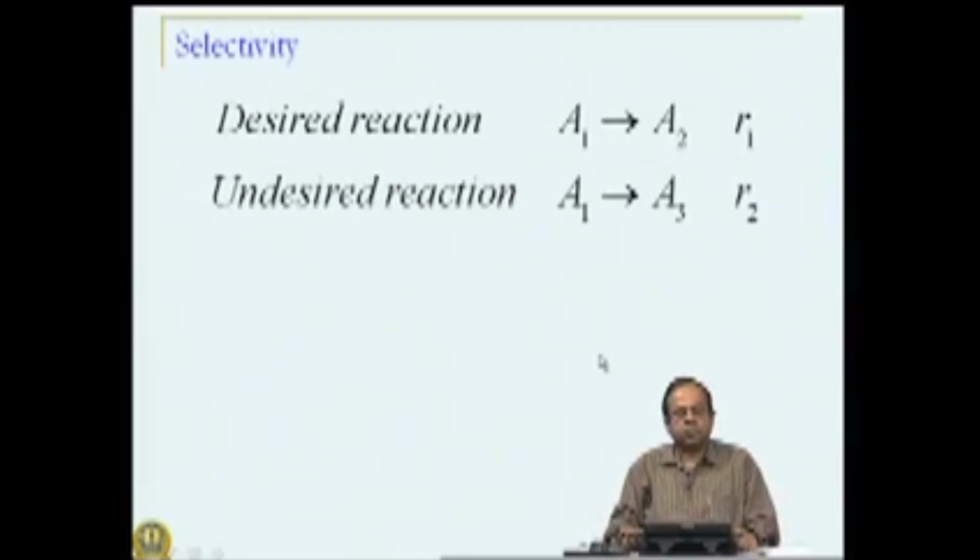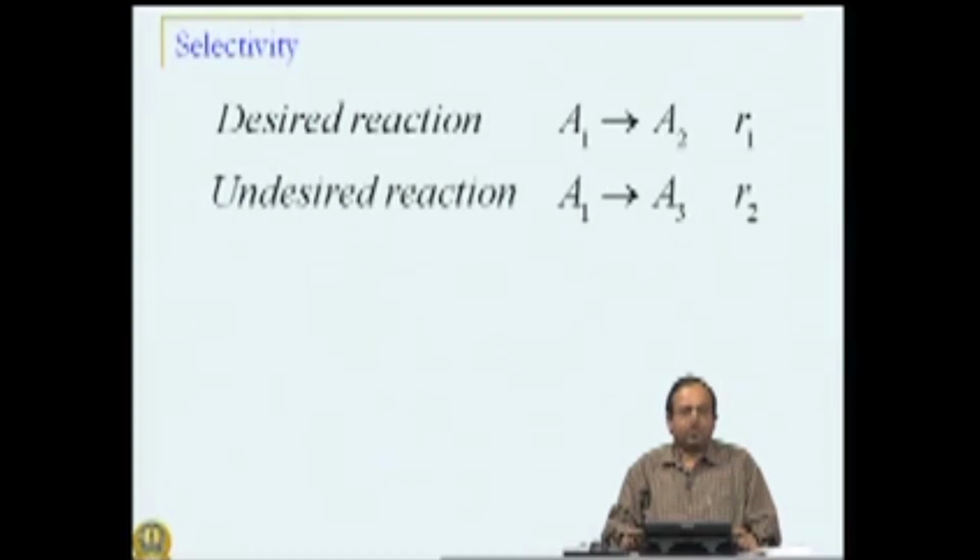reaction. You usually have conversion is not a sufficient criteria for design of reactors, because let us go back to our example and let us say that we have this desired reaction A1 going to A2, which is accompanied by an undesired reaction A1 going to A3, then conversion of A1 alone is not sufficient for design of reactor, because it does not tell us anything about how much of that A1 is going to actually A2, because that is what we want as a product.